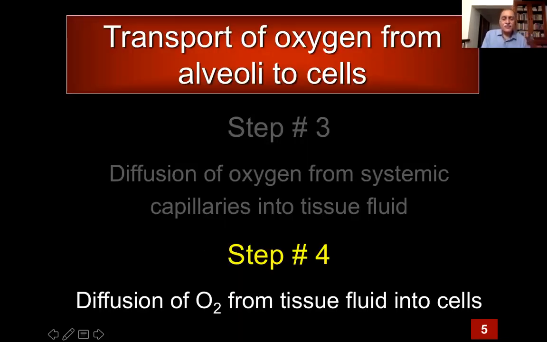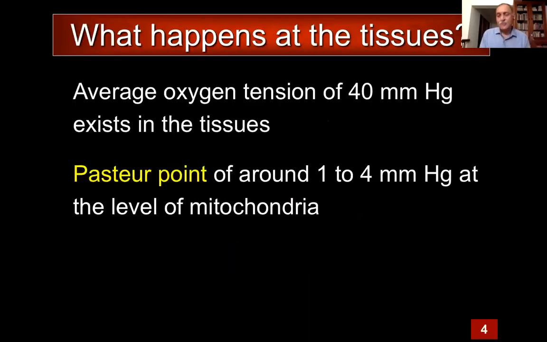Having completed step 4, we now go to the final step, that is diffusion of oxygen from the tissue fluid into the cells. Now we said that the average oxygen tension in the tissues is around 40 millimeters of mercury. And we need to remember one more value, which is what is called the Pasteur point, which is a value of 1 to 4 millimeters of mercury.